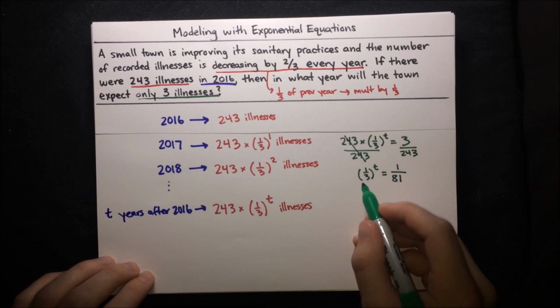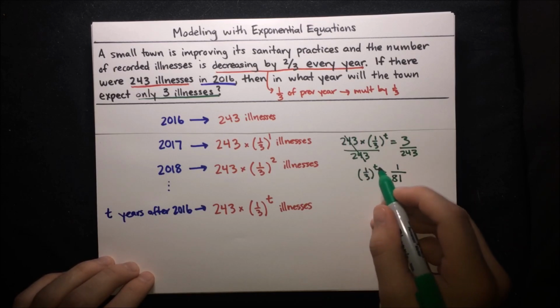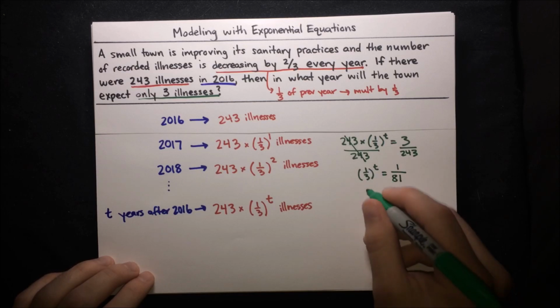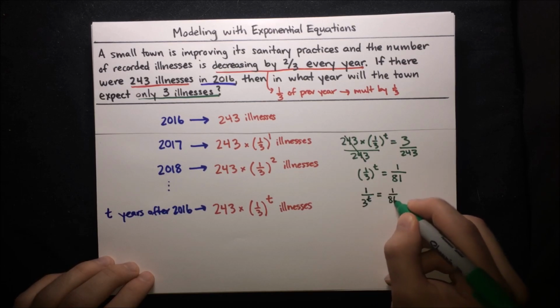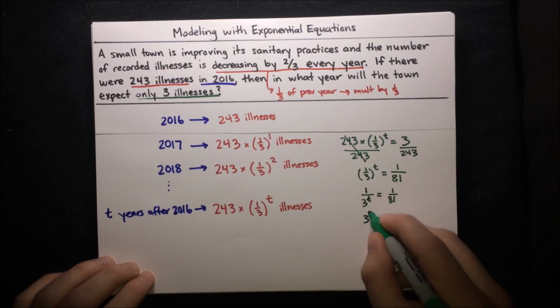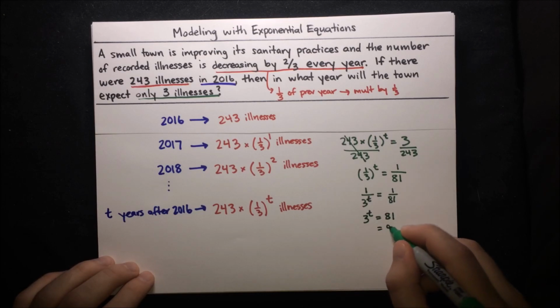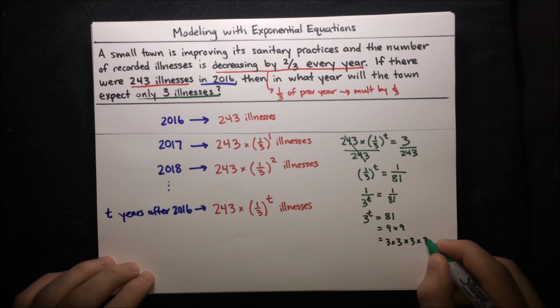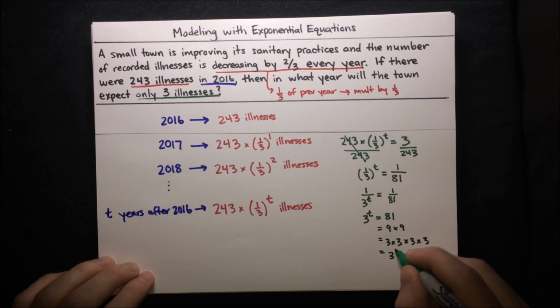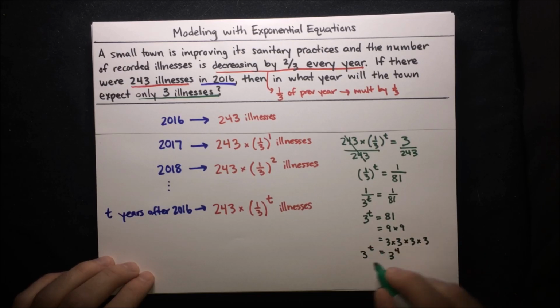Let's continue simplifying. So 1/3 to the t, that's 1 to the t over 3 to the t, and 1 to the t is always 1, so just 1 over 3 to the t. So 1 over 3 to the t is equal to 1 over 81, and then flipping both fractions, we see that 3 to the t has to be equal to 81. Now 81 is just 9 times 9, and 9 is just 3 times 3, then the other 9 is again just 3 times 3, so 81 is 3 to the 4th. So we have 3 to the t equals 3 to the 4th. That makes it clear that t equals 4.